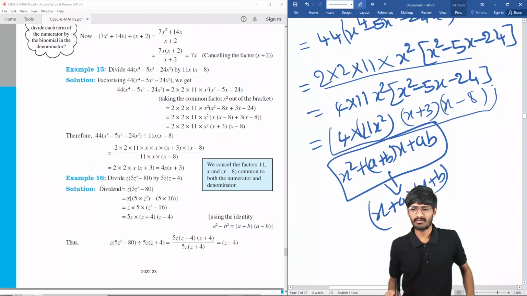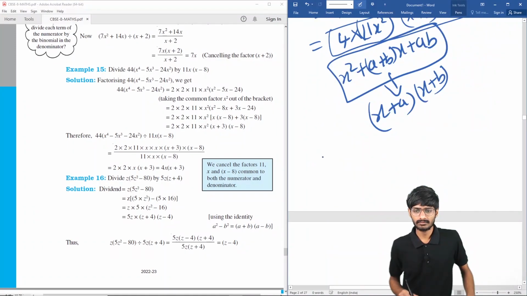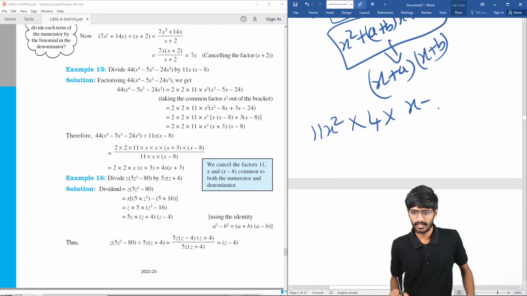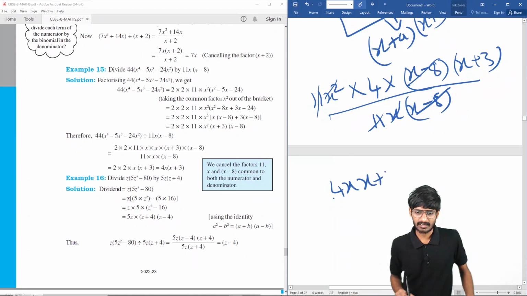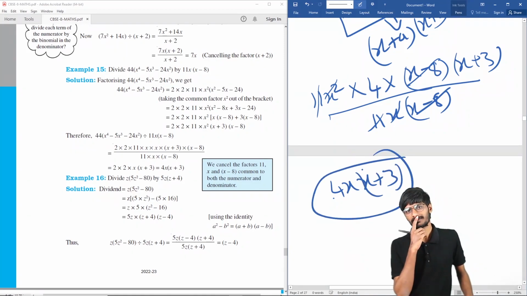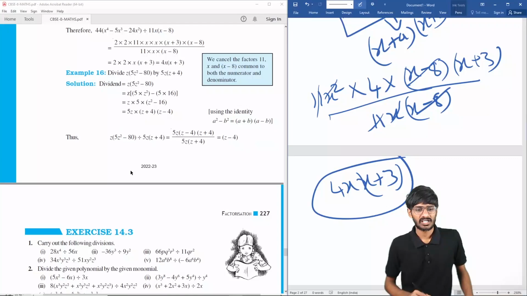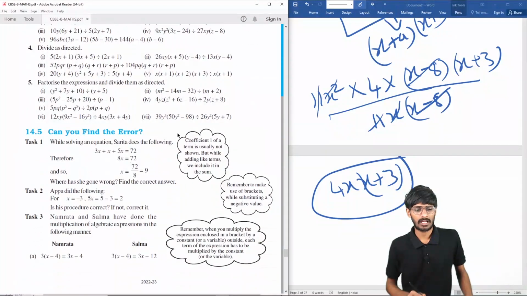So the numerator is this value. We are writing the numerator as x^2 into 4 into (x minus 8) into (x plus 3). And what is the denominator? Denominator is 11x into (x minus 8). So (x minus 8) will cancel, 11 cancel, x cancel. So what is left is 4x into (x plus 3). This is the answer. So that is the way of doing, students. Try this on your own, it will be more helpful for you.